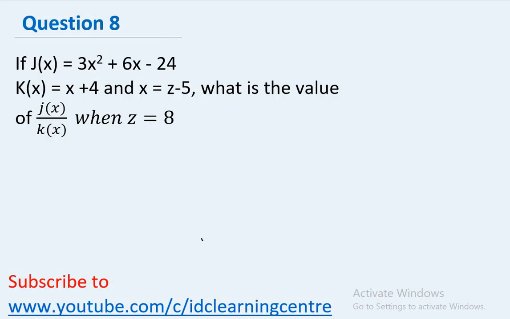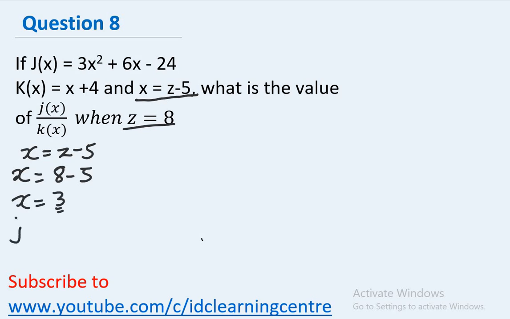Alright, question 8. If j of x equals 3x squared plus 6x minus 24, k of x equals x plus 4, and x equals z minus 5, what is the value of j of x divided by k of x when z equals 8? Here, I can get the value of x. Since x equals z minus 5, and the question says z is 8, so x will be 8 minus 5, the value of x is 3.